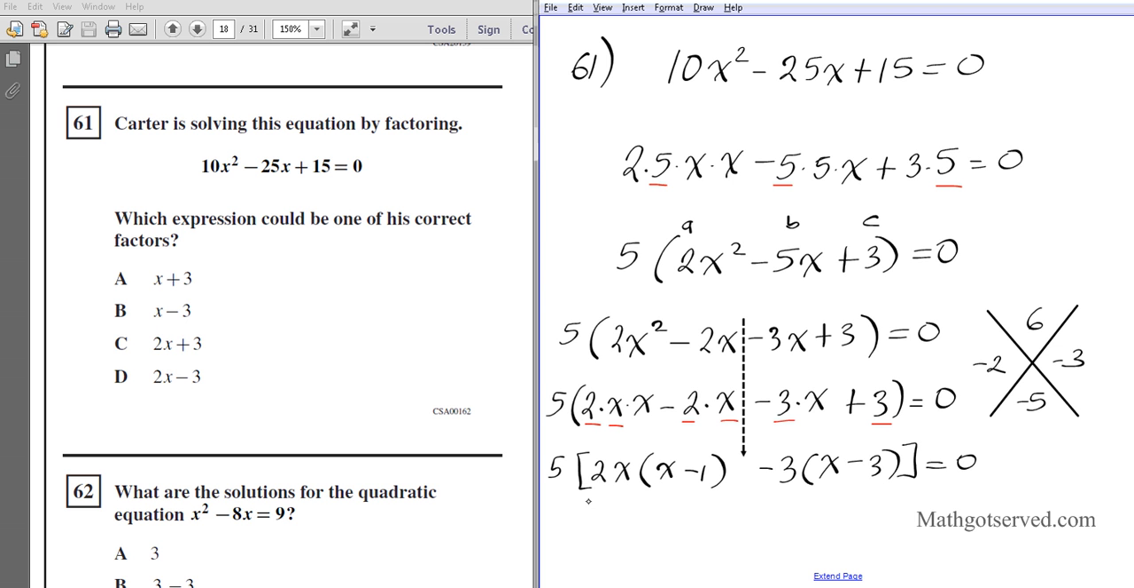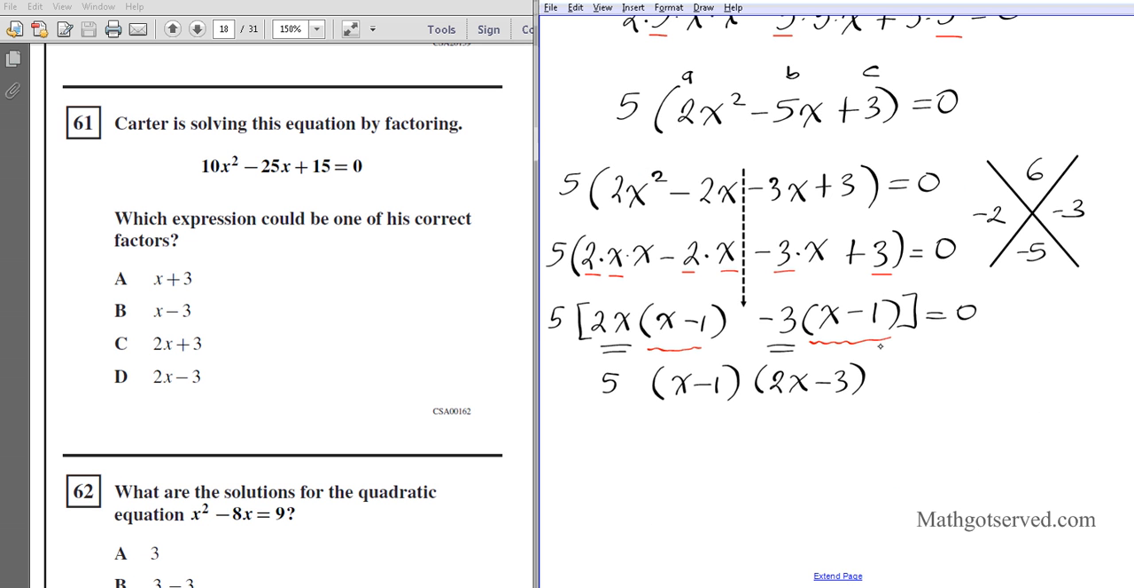Now bring down the 5. The two quantities that are identical, this is supposed to be 1 over here. This is x minus 1, or else I'll be wrong, because if I take out 3 from here, I'm left with 1. So these two quantities are identical, x minus 1 and x minus 1. I factor them out into 1, x minus 1, and I'm left with 2x and negative 3. You put them together, times 2x minus 3. So these are the factors that we have.